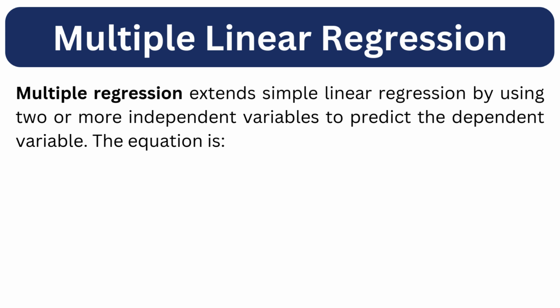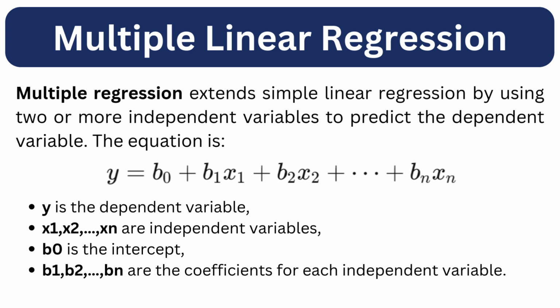Now let's take things a step further with multiple regression. This approach extends simple linear regression by using two or more independent variables to predict the dependent variable. It's a more complex, flexible model that allows us to capture additional factors affecting our outcome. The equation of multiple regression looks something like this.